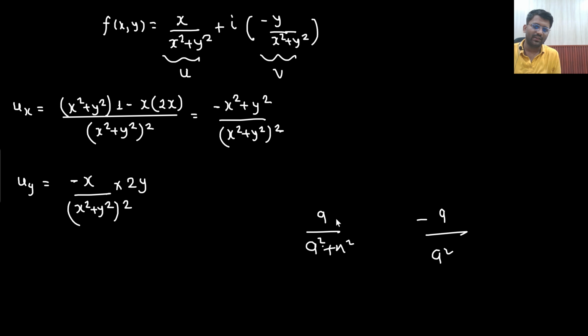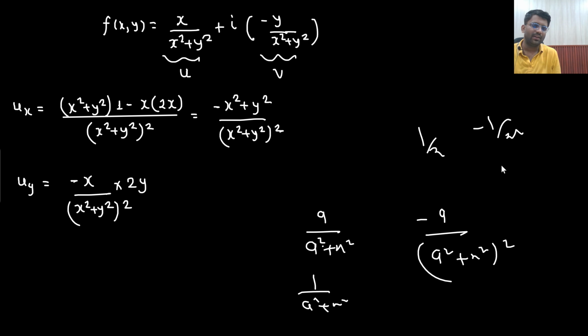No, a is a constant. So I am differentiating 1 upon a square plus x square. What is the answer I will be getting? a square plus x square whole square, because what is the differentiation of 1 by x? That is minus 1 by x square. So similarly, what is the differentiation of 1 by fx? That will be minus 1 by fx whole square, and then differentiation of fx, which will be 2x. So similar thing. x is treated as constant.